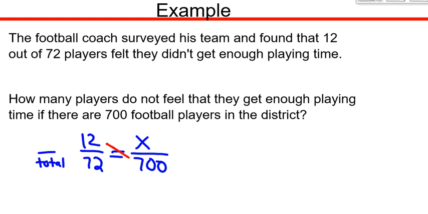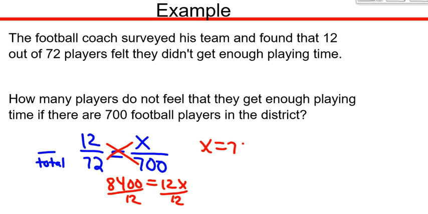So 12 times 700, let me whip up my calculator here really quick. 12 times 700. That gives me 8,400 equals 12x. And then if I divide both sides by 12, that gives me 700 players. That seems like a lot of players. That can't be right. Let me go back and check that again.